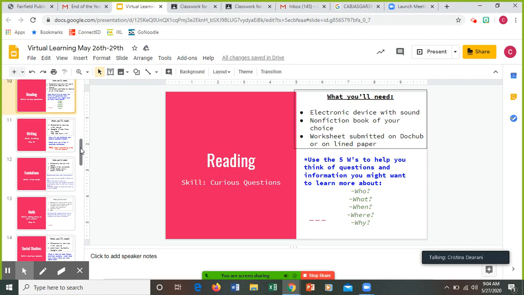So you're going to use the 5 W's to help you think of questions and information that you might want to learn more about. So you're using your W questions: who, what, when, where, why.